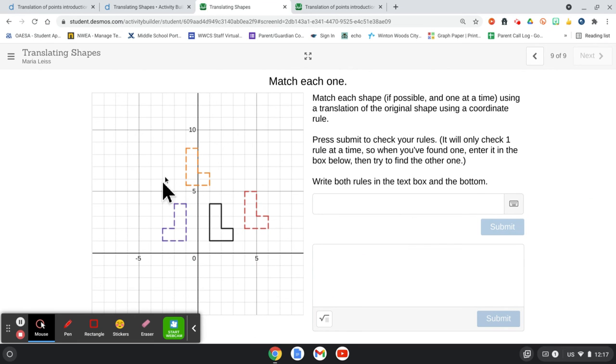this black shape can go to 2 of the figures. It can go to the red and it can go to the orange. Hopefully you're recognizing that we can't translate it to the purple. We can reflect it but not translate it. So in this box, you're going to try to guess both of the rules. So what did this have to do here? When you type in the rule, if you have it correct and hit submit, you'll notice the shape will move. See if you can get both of them.